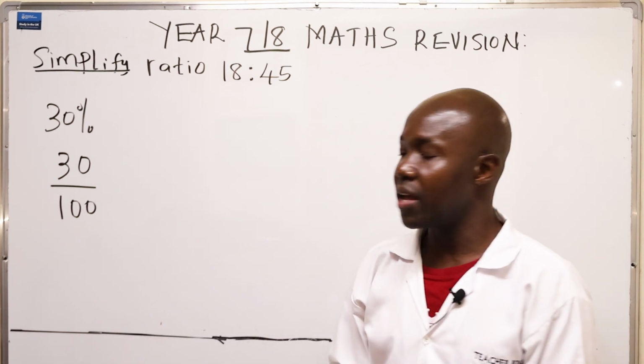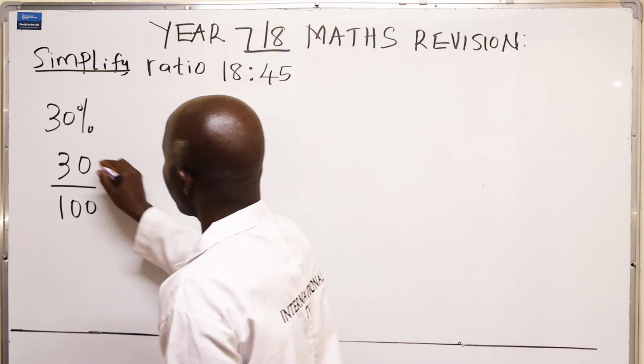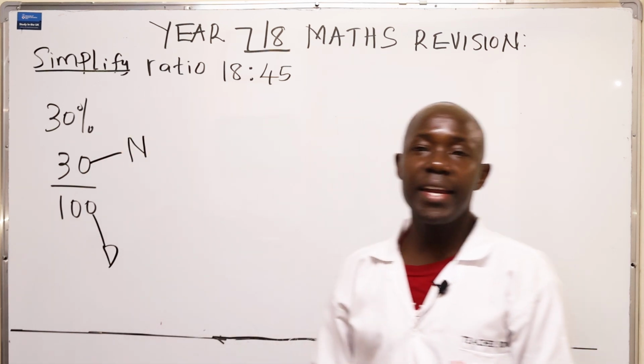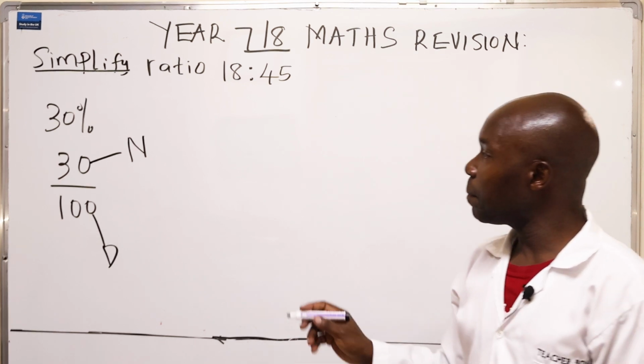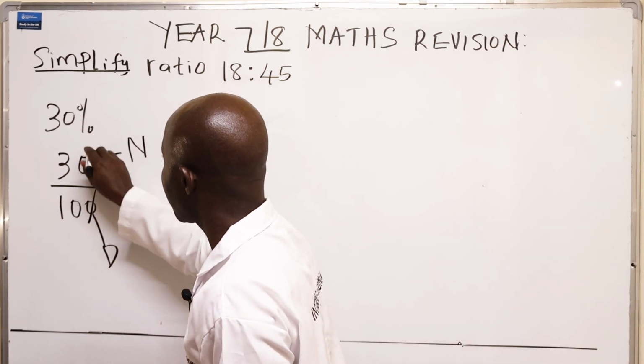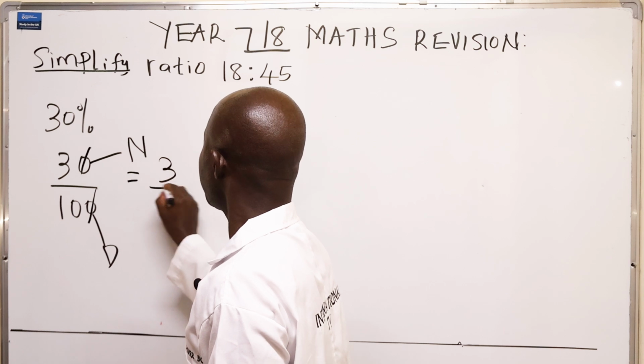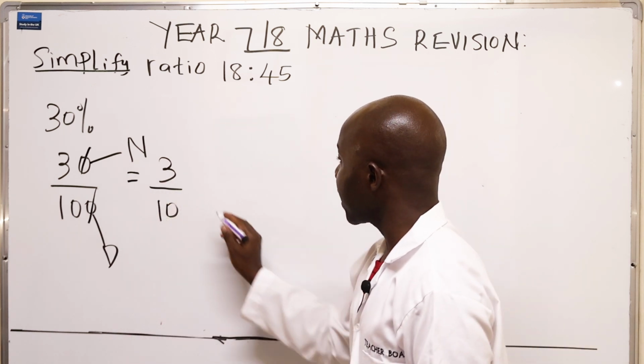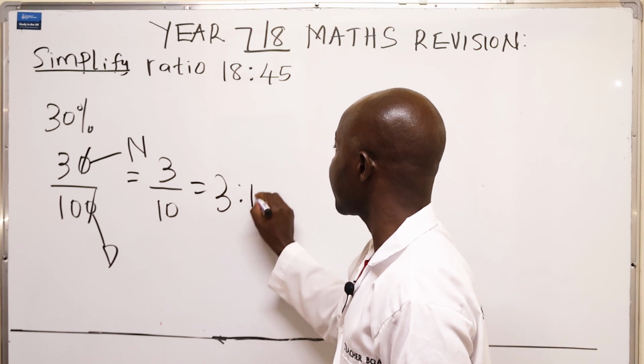How do we simplify? We see something common. The upper part is called the numerator. The lower part is called what? The denominator. Then we simply cancel out. The 0 will cancel. So I'm going to have 3 out of 10. And our 3 out of 10 can be written as a ratio to be 3:10.